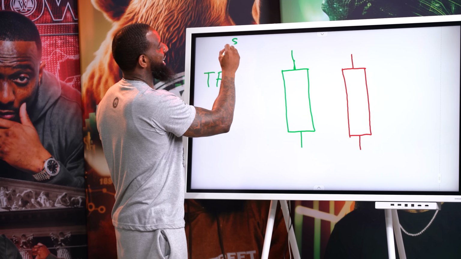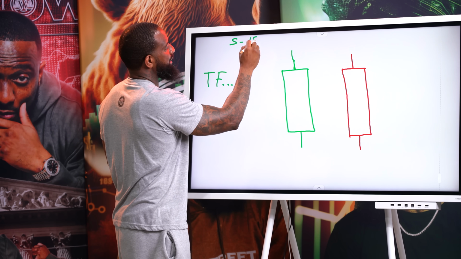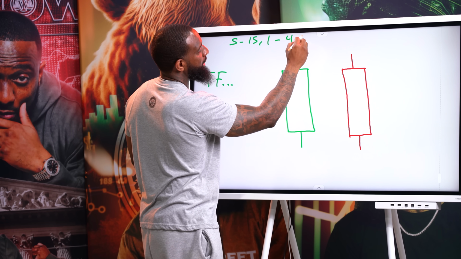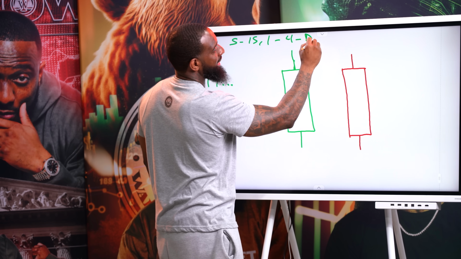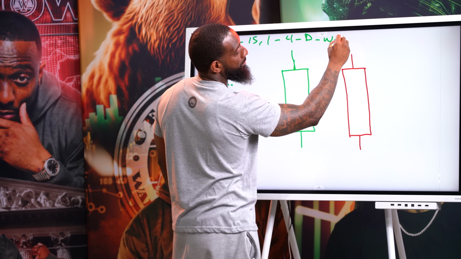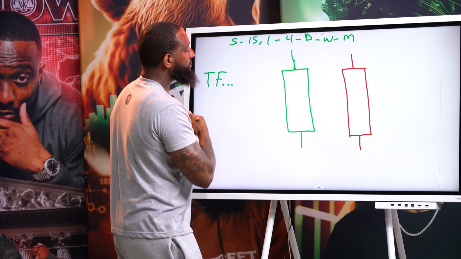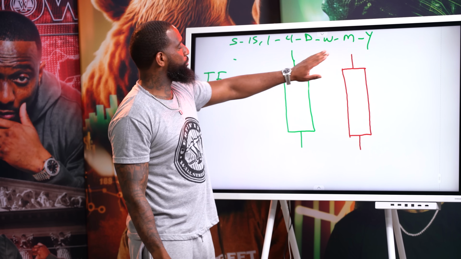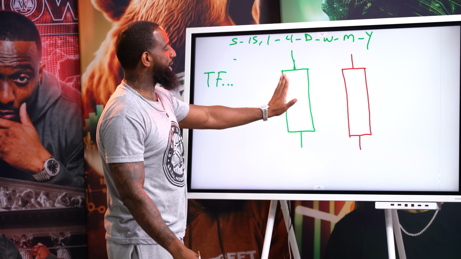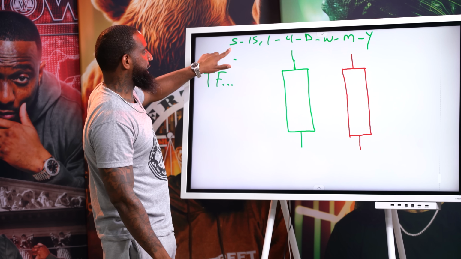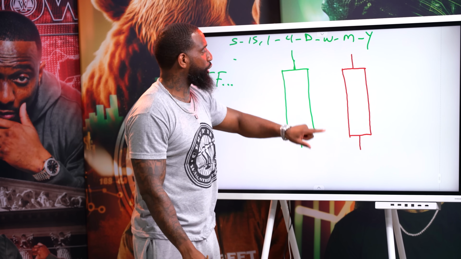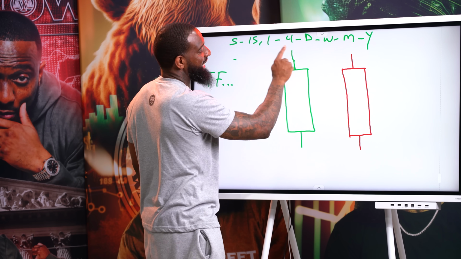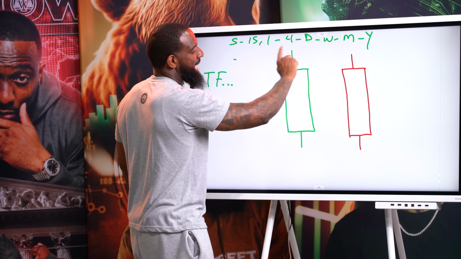It can be a 5-minute, a 15-minute, a 1 hour, a 4 hour, a 1 day, a 1 week, a month, or a year. So depending on what you select, that's what that candle represents. If you're on a 5-minute chart, every candle on the chart represents an entire 5 minutes. So this tells you what the price did in a 5-minute time frame.